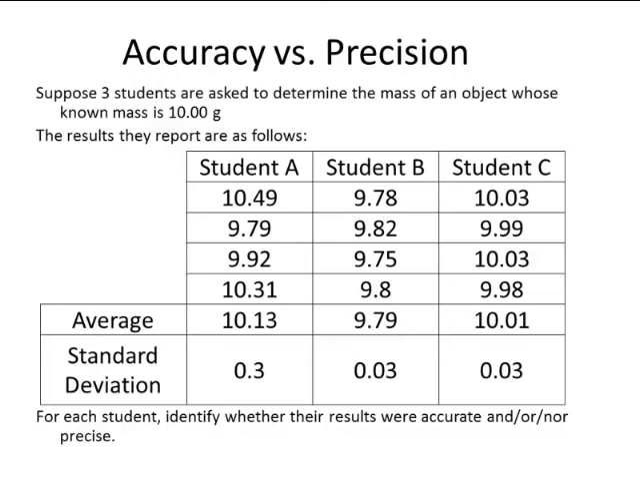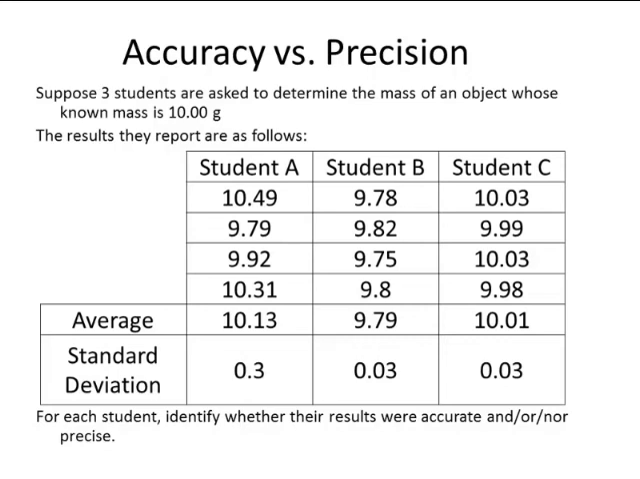From their values, if we look at an average, they get an average value of 10.13. So, based upon that average, you compare it to the known, would we say that is an accurate mass? Well, it's not too far off, but it's still off from the known mass, so we'd probably say it's inaccurate. To determine precision, we'd look at standard deviation.